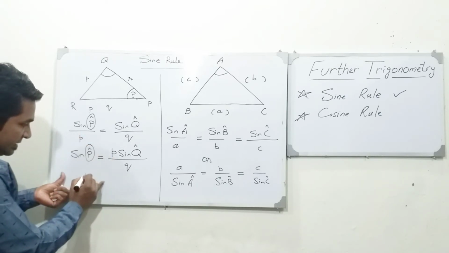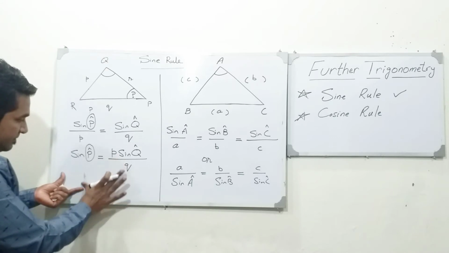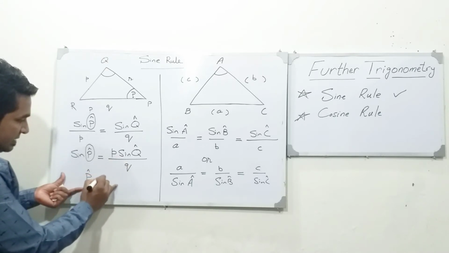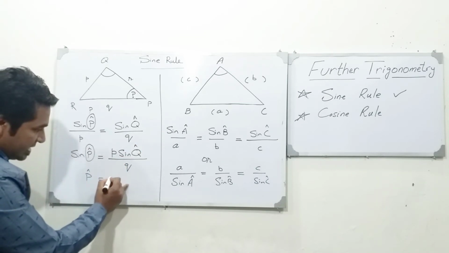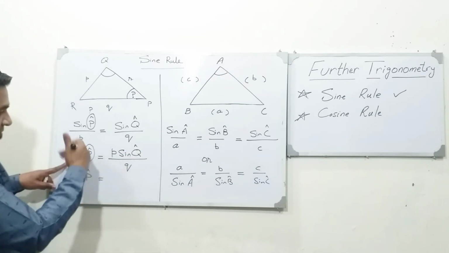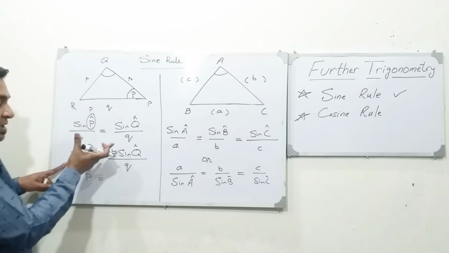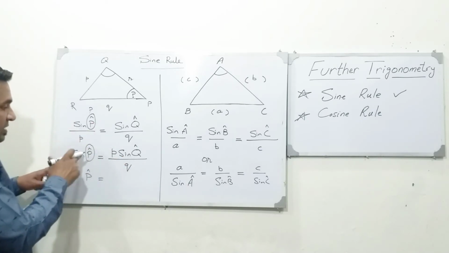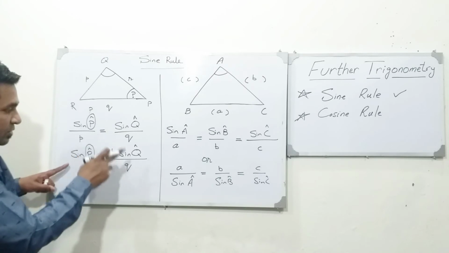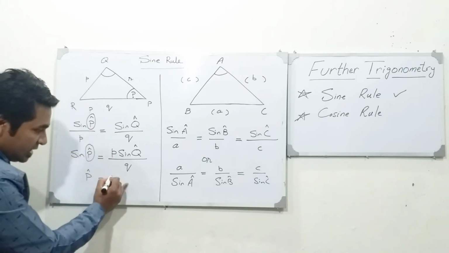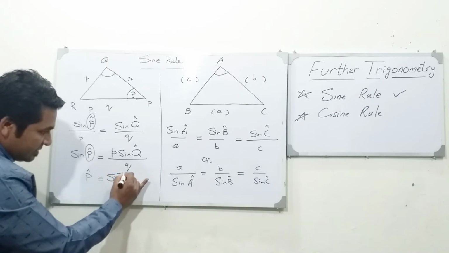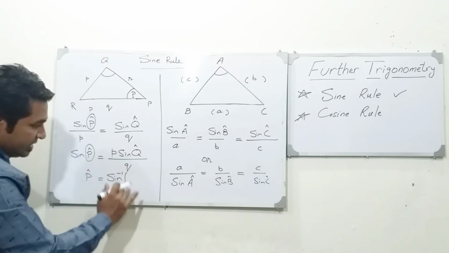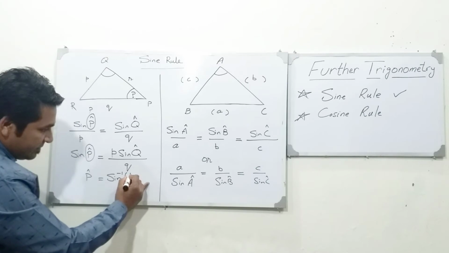So you will take this sine to the other side, and it will become the same. When you change the position of any ratio and take it to the other side, you always write the inverse. So it will become sine inverse, and this whole expression will be written in brackets: P sine Q over Q.